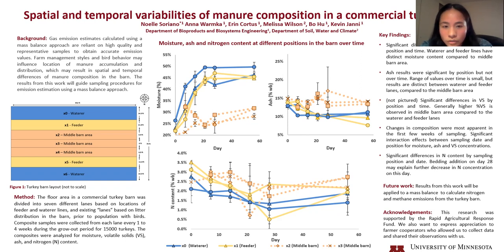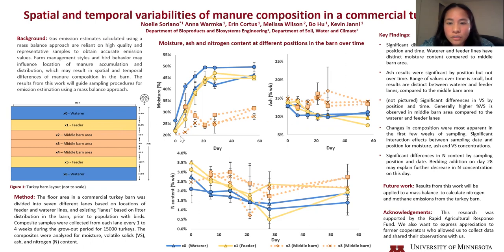Moving on to figure one, we divided the barn area into seven different lanes based on the position of the waterer and feeder lanes, as well as the middle of the barn. We divided this into three different lanes based off of existing litter distribution. For sampling, we collected composite samples from each of these lanes every 1 to 4 weeks during the grow out period. Then we analyzed these samples for moisture, nitrogen, volatile solids, and ash.